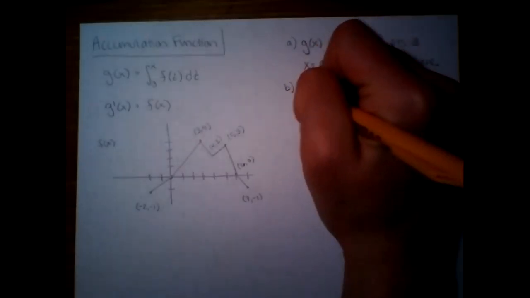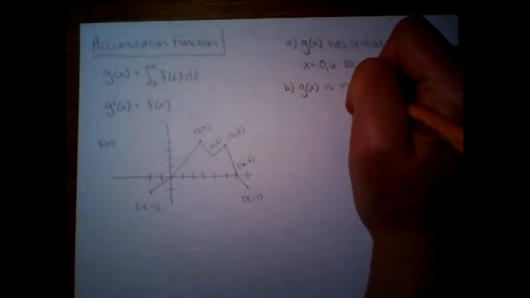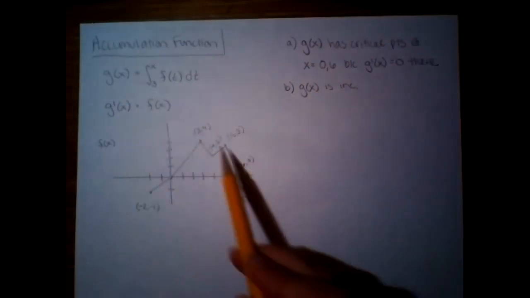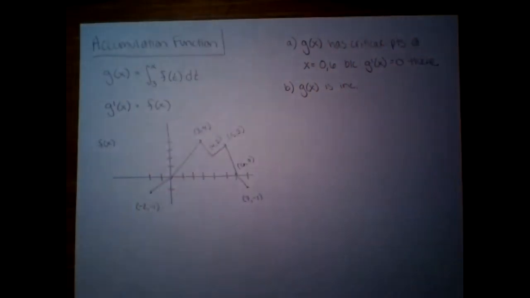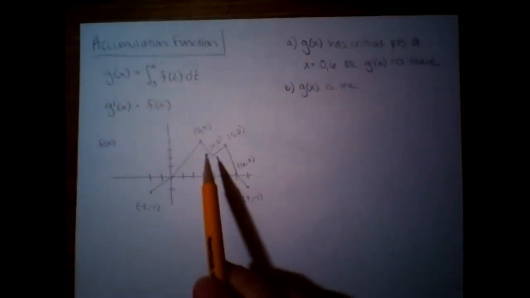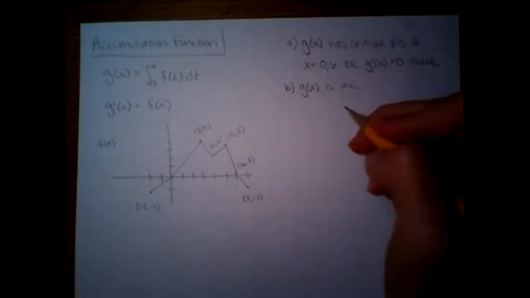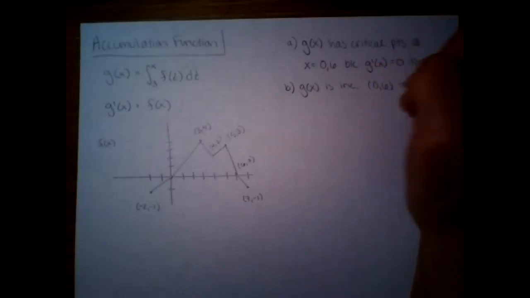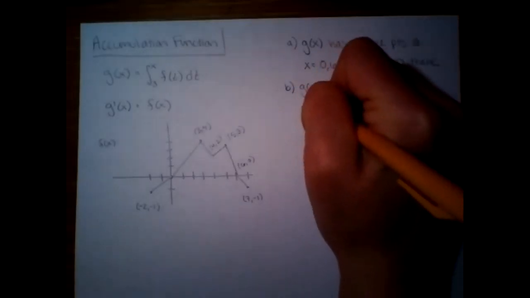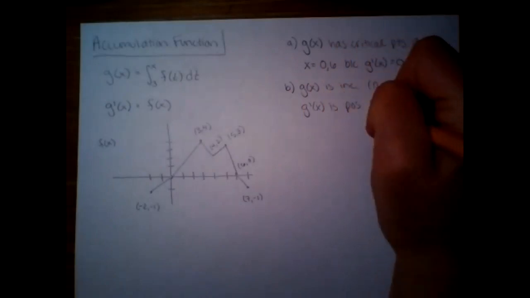G of X is increasing wherever this derivative is positive. That means above sea level. So hey guys, where is this graph above sea level? From where to where? Yeah, good, 0 to 6. And oh my gosh, aren't those the critical points we just talked about? Oh, crazy, all right? So G of X is increasing 0 to 6 because G prime is positive there.